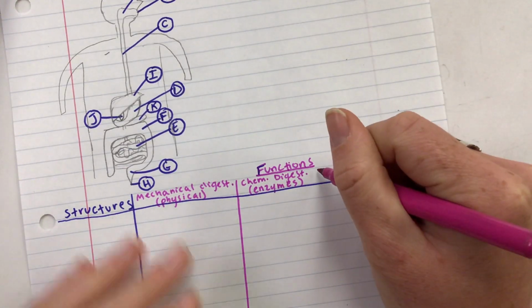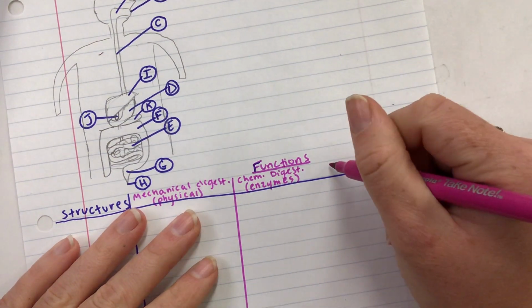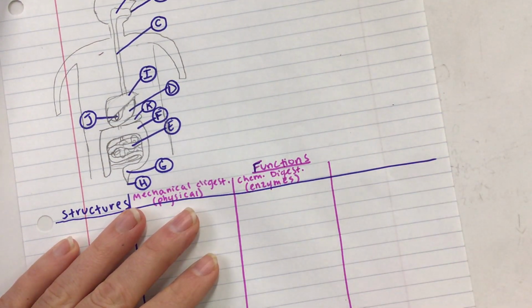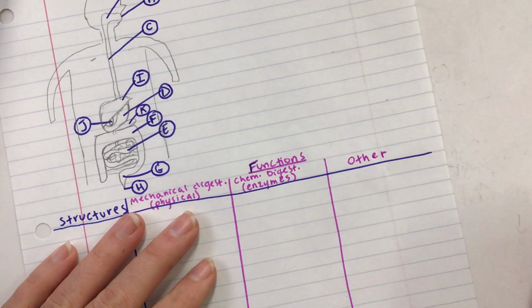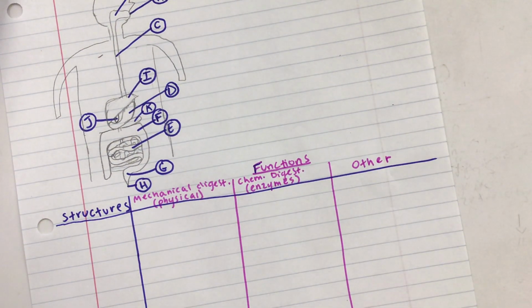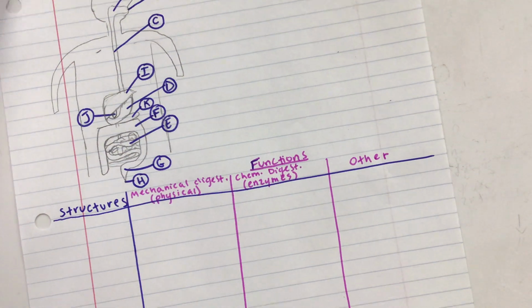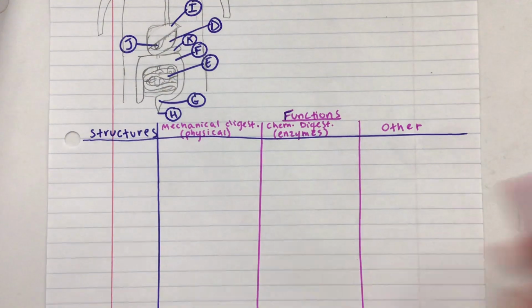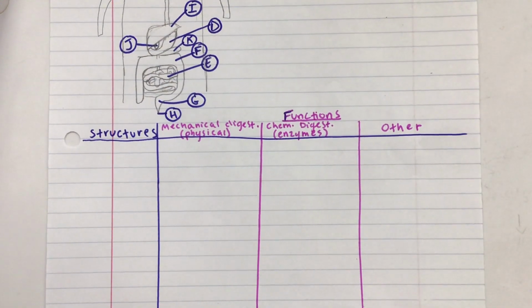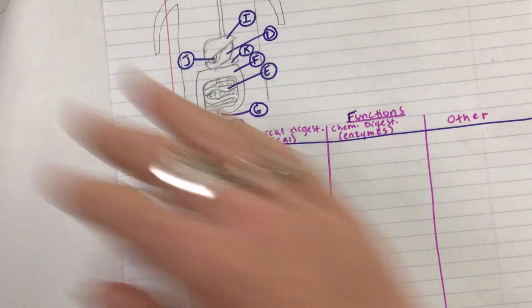And then our last column is going to be titled Other. Some of these actually don't do any digestion at all. They just help pass things along when we're done with digestion, or they help with absorbing those nutrients we've been working to digest. So what I want you to do now is go back over to the structures column.